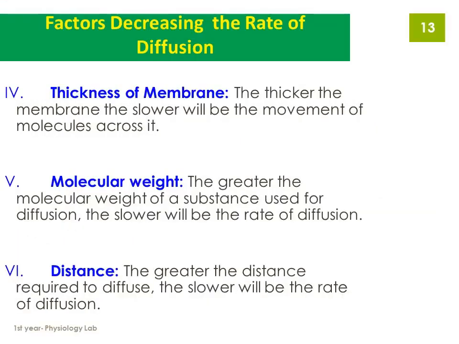This slide shows factors decreasing the rate of diffusion. These are 1. Thickness of membrane. Thicker the membrane, the slower will be the movement of molecules across it. 2. Molecular weight. The greater the molecular weight of a substance used for diffusion, the slower will be the rate of diffusion, and 3. Distance. The greater the distance required, the slower the diffusion.